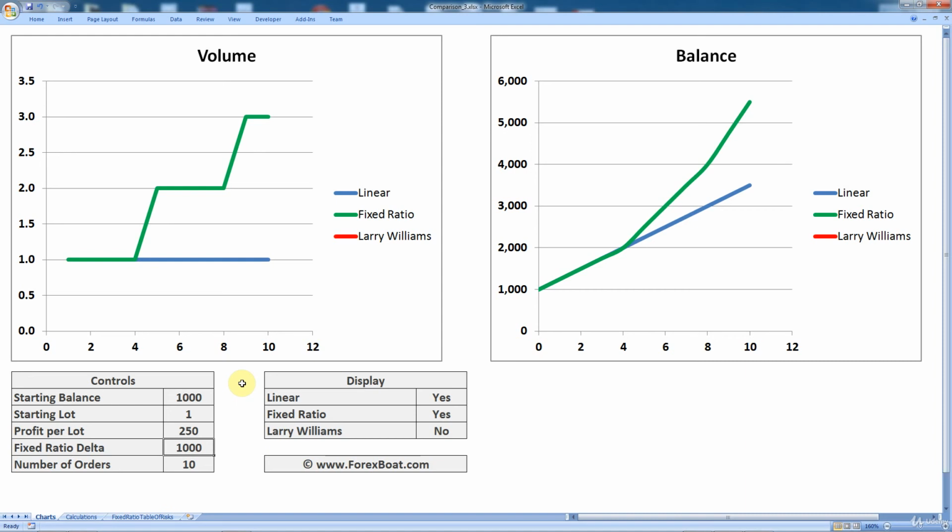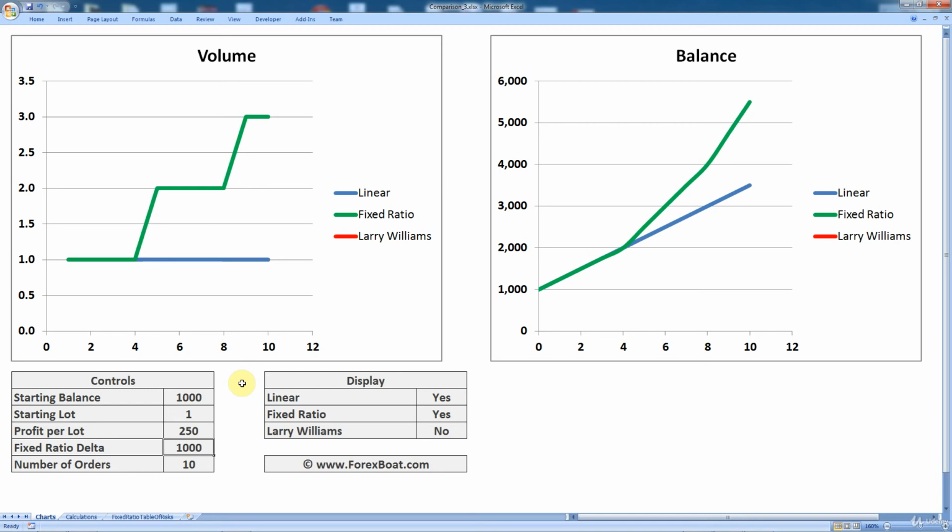Fixed ratio delta. So this is a parameter of the fixed ratio method, something we discussed previously. You've got to come up with this parameter yourself. But the good news is you have this tool now and it will help you come up with this parameter.